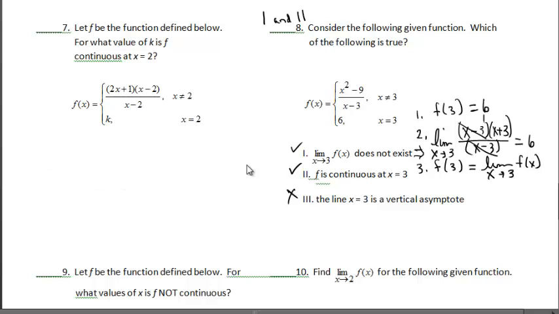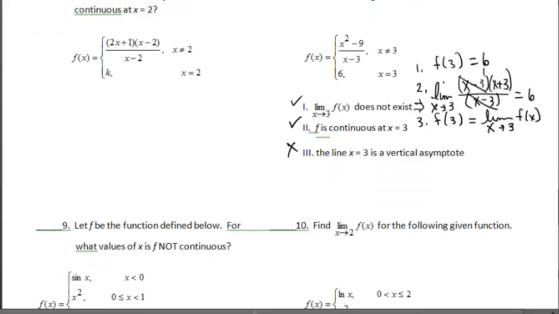Okay, all right, and just glancing at some of these others, let's look at 9.